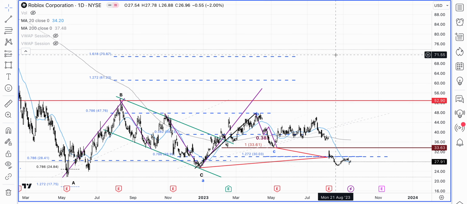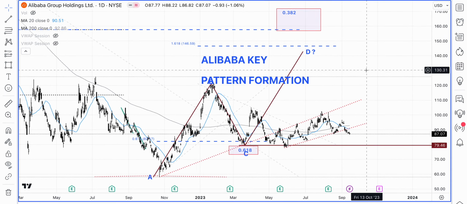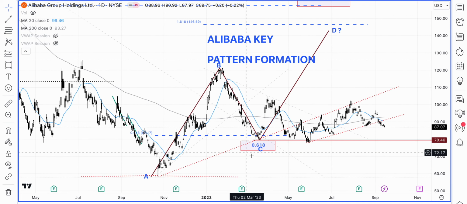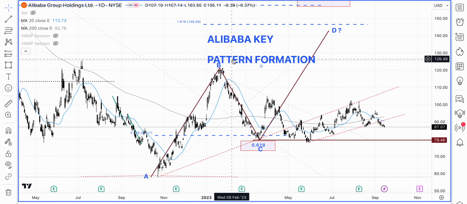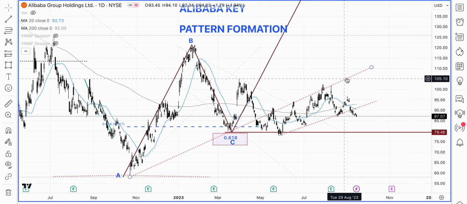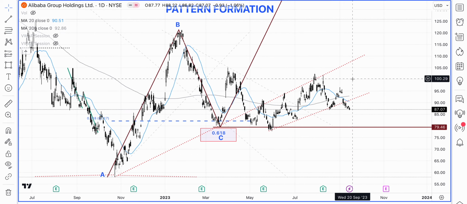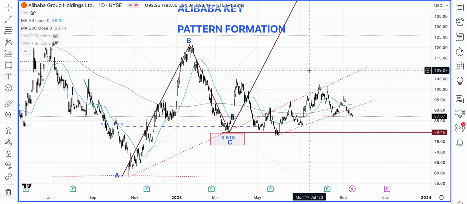Let's take a look at Baba. It's not a stock we often look at, but what we are looking at in terms of Baba is as long as this point C 61.8% Fibonacci retracement remains intact, the possibility of this ABCD pattern remains. However, if we look at the price action, it has found resistance from this little line, and we have this nice trend line here. It's also broken below that. So the price action does look in fact weaker over the course of the last few trading days and weeks.